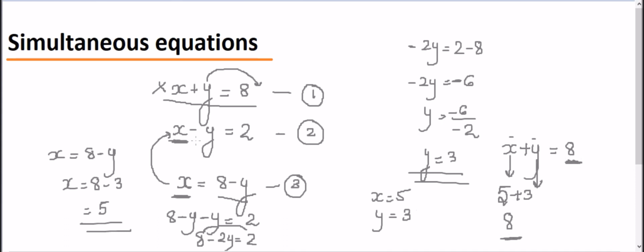Also you can put this value in equation 2 as well. That means whatever the values of x and y, if I put these values, I'll get 2. x is 5, y is 3, 2. Check. That's the best way to check your answer. Okay, so this is about solving simultaneous equations by the substitution method. Let me give you some questions to solve. You try it on your own.